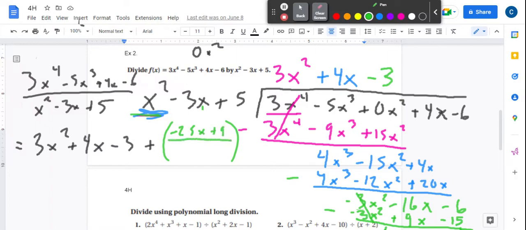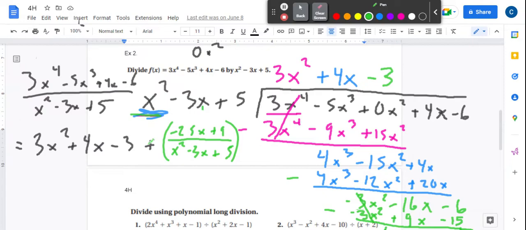Divided by what we were dividing by. So x squared minus 3x plus 5. Okay? So we do this whole long division process here, ladies and gentlemen. We do this long division process, and up top, when we're doing this, we get 3x squared plus 4x minus 3 going through the process.